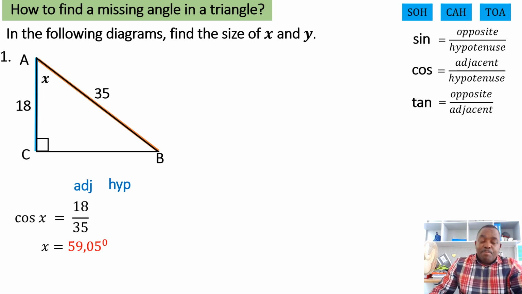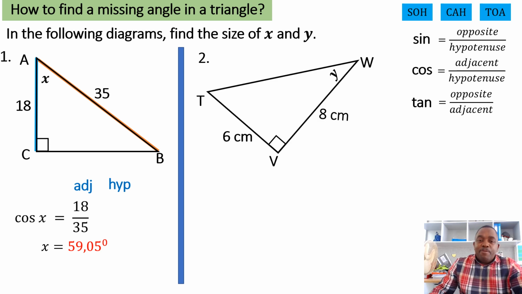Pretty easy. But again, make sure you're looking at the sides given with reference to the angle that you want to find. Let's look at number 2. In number 2, again, we have to find angle Y, but look at those sides. One of the sides is opposite that angle Y, and one of the sides is adjacent to angle Y. That makes life easy because we know that only tan will give us a proper ratio that will help us find the angle. So set up tan Y is equal to 6 over 8.